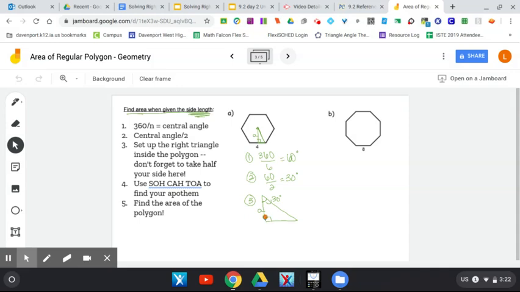And then this is our side here. Notice the whole side from here to here was 4. But I am only using half of that. So I'm going to put 2 down here. So that's what it says here. Don't forget to take half of your side here. All right, so step 4, we are going to use SOH CAH TOA.